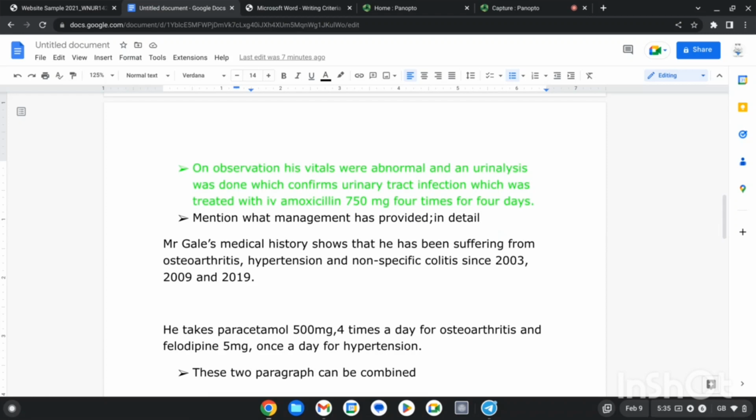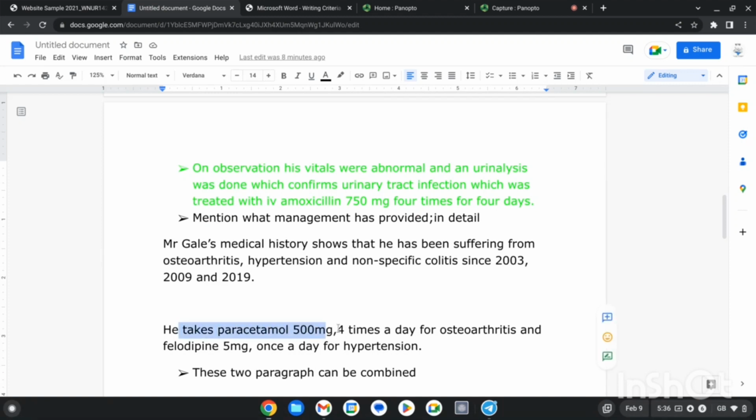Again, the third paragraph is about the history of the patient. Mr. Gale's medical history shows that he has been suffering from osteoarthritis. From here, I'm going to club the information with the information in the fourth paragraph. Mr. Gale's medical history shows that he has been suffering from osteoarthritis, for which he takes paracetamol 500 mg 4 times a day.